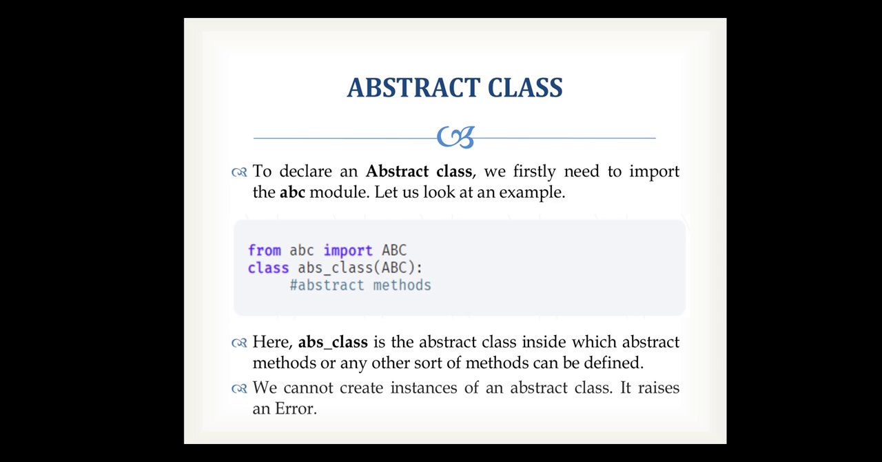In parentheses you have to specify the module name, that is ABC, and specify the abstract method. Here the abs_class is the abstract class inside which the abstract method or any other sort of method can be defined. We cannot create an instance of the abstract class. This is the major restriction. We cannot create an object for the abstract class. It raises an error.